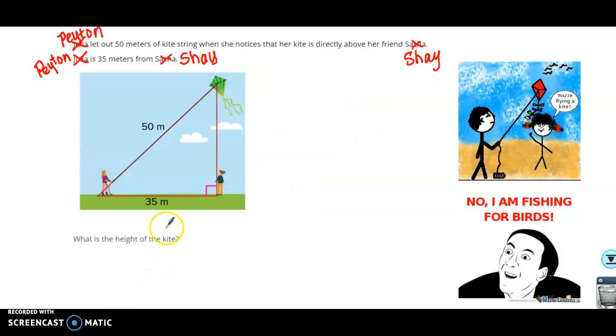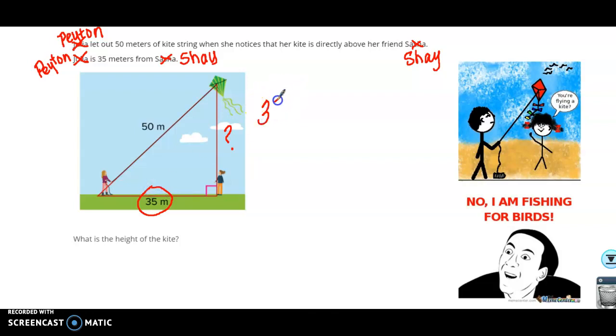This problem, I didn't like it because it didn't use real kids' names, so I changed it. Peyton let out 50 meters of kite string when she notices that her kite is directly above her friend Shay. Peyton is 35 meters from Shay. What's the height of the kite? All right, so what we're trying to find is this distance right here. This is the leg, and that's the side we don't know. This is the other leg.